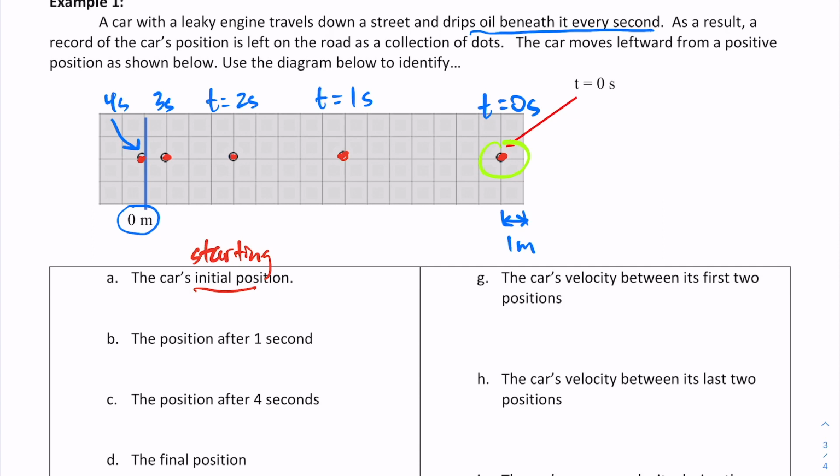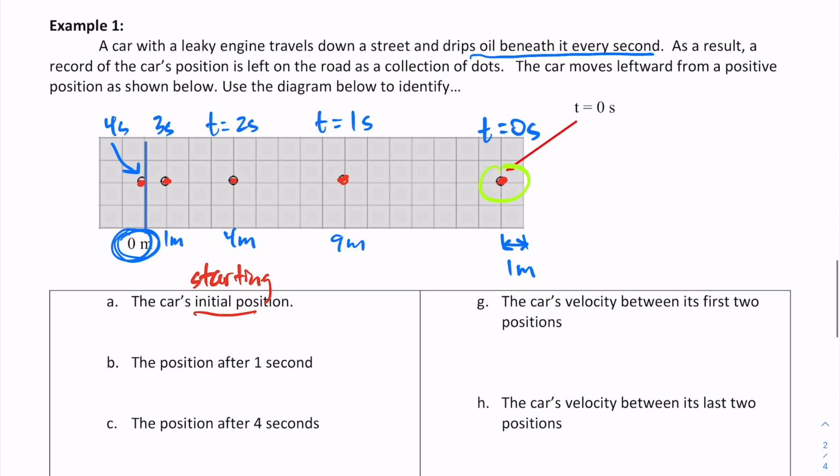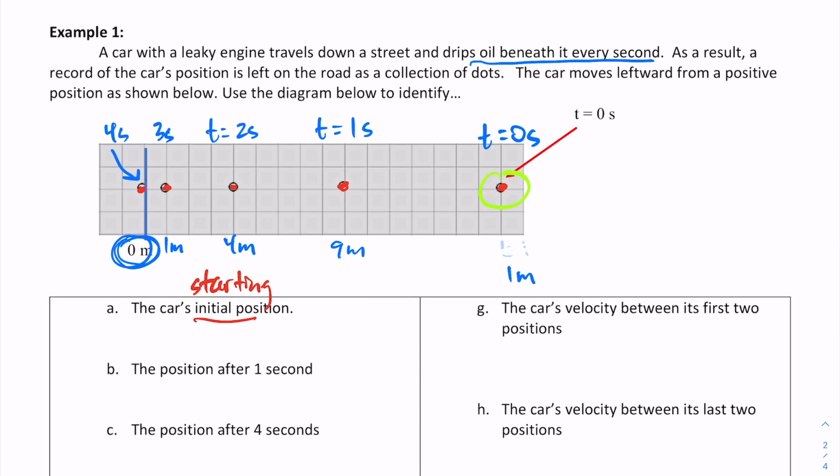So if this first dot is 0 meters, then that means that the dot at 3 seconds would be located at 1 meter, and that this 2-second dot would be at 1, 2, 3. This would be the 4 meter position. 5, 6, 7, 8. This is the 9 meter position. 10, 11, 12, 13, 14, 15. And this is the 16 meter position. So now I have the car's time and position for each dot.